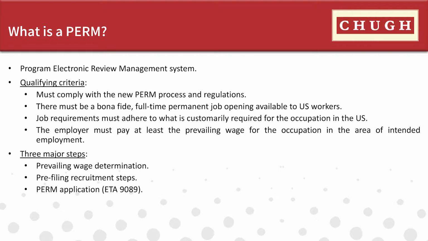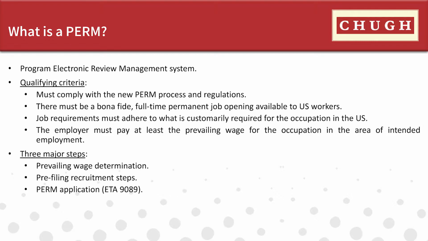The DOL must certify to the USCIS that there are not sufficient U.S. workers able, willing, qualified, and available to accept the job opportunity in the area of intended employment, and that the employment of the foreign worker will not adversely affect the wages and working conditions of similarly employed U.S. workers. Now, there are a couple of qualifying criteria, as you can see here. The first: applications filed on or after March 28, 2005 must comply with the new PERM process and adhere to the new PERM regulations.